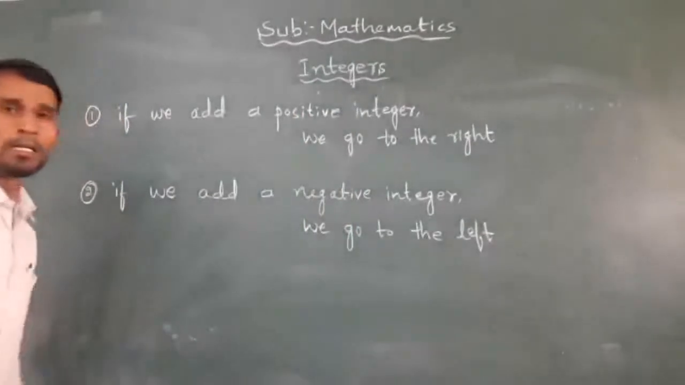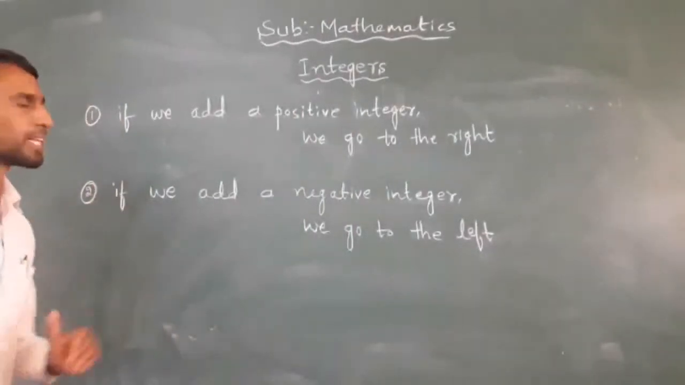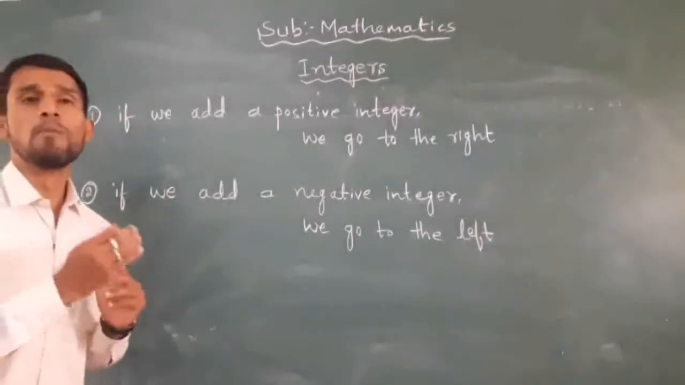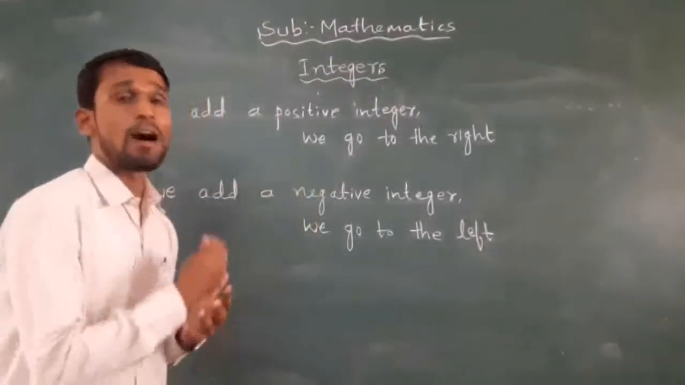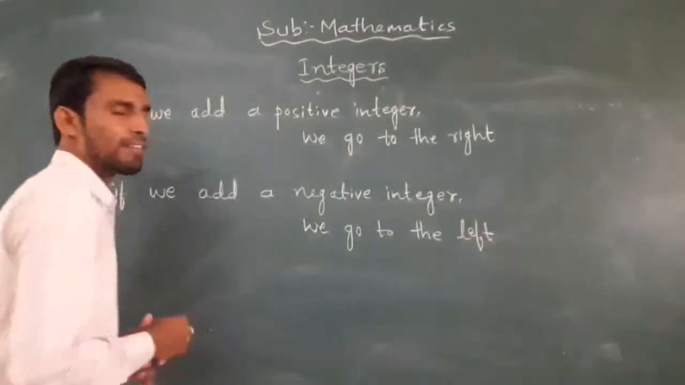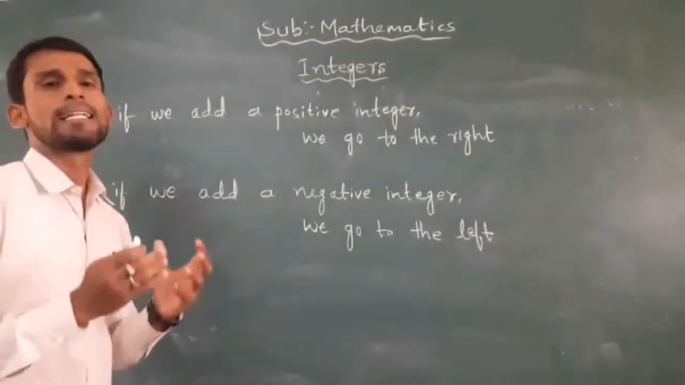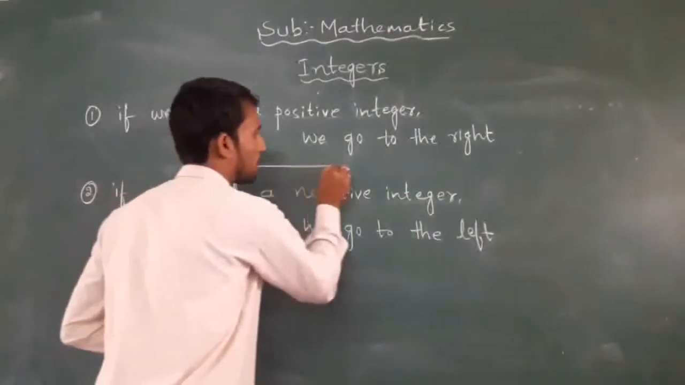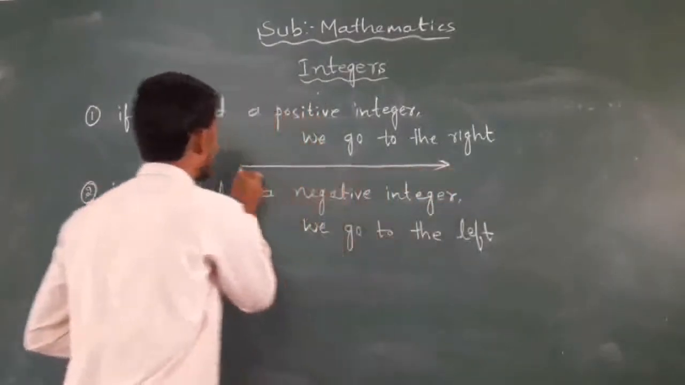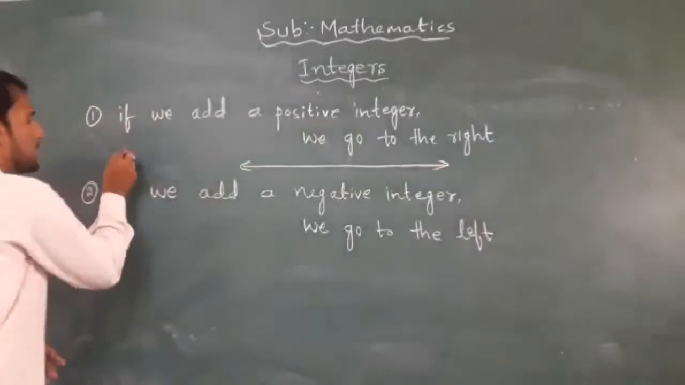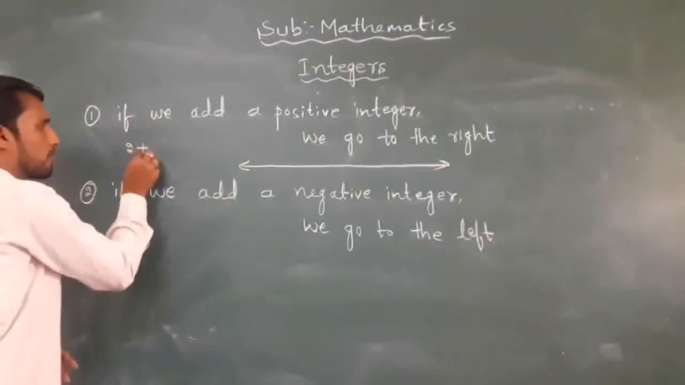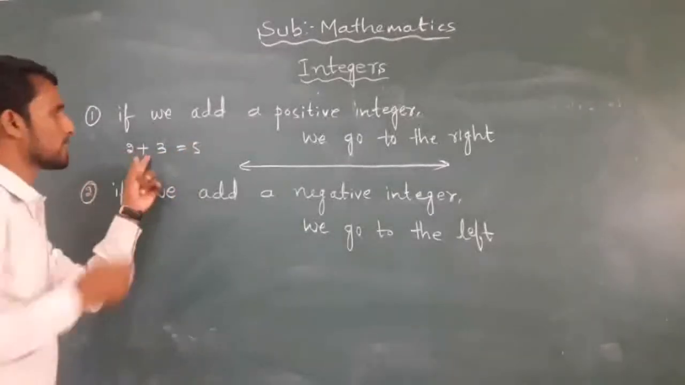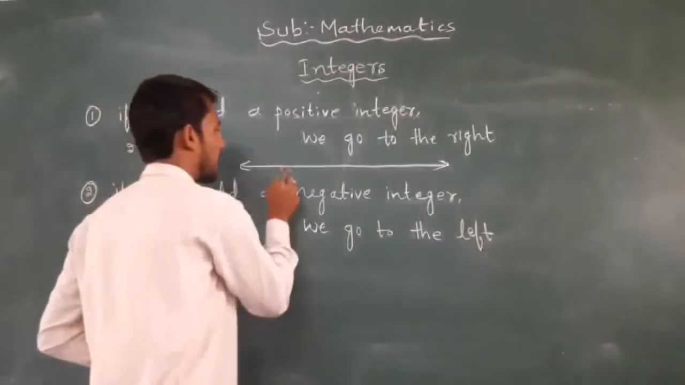Next, see some facts on the number line. If we add two positive numbers, we will move towards the right side on the number line. I will show how we can add numbers on the number line. See here, this is the number line. I will be adding two positive numbers here: 2 plus 3 is equal to 5.